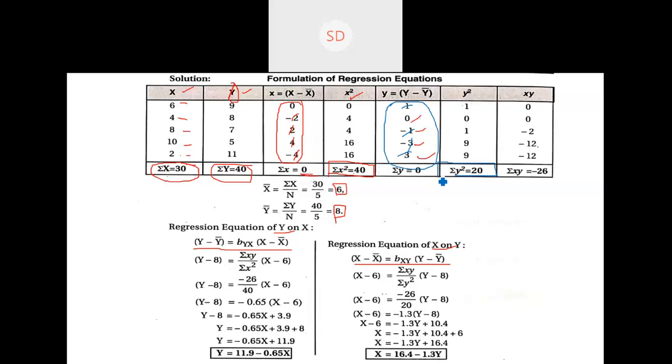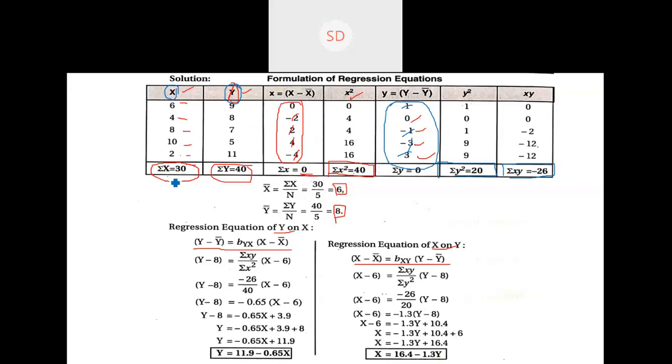Next, xy. xy is nothing but multiplying x into y. So that will be your value of xy. Once you multiply, you get summation xy is equal to minus 26. So we are supposed to multiply column x into y to get the value of xy, and when you add all of them it will be minus 26 in this problem.